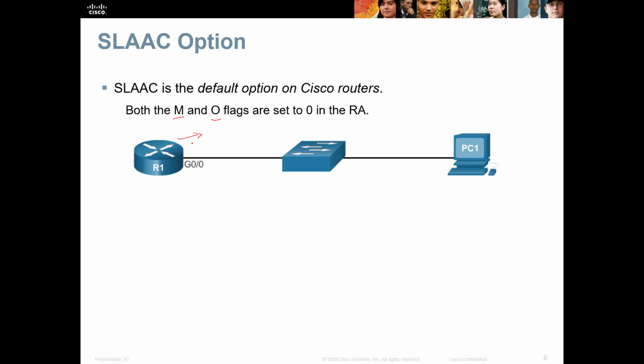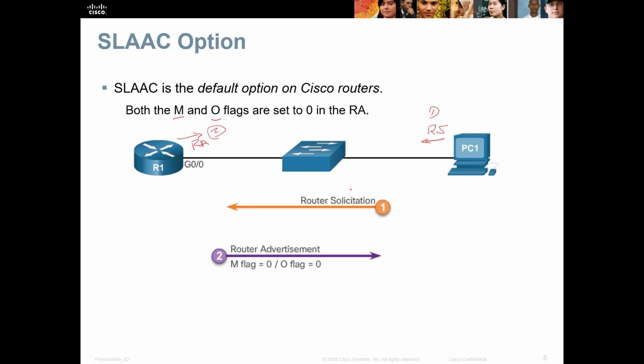Remember, the advertisement is going this way, and the solicitation, which begins it all, is coming that way, right? So first we have this, and then the advertisement comes back. So it's going to be a pretty simple advertisement in the case of the Slack option. So the router solicitation comes out, says, hey, I'm going to make an address. I need an address. This solicitation isn't going to look terribly different than any other solicitation. It just says, I need to do this address thing.